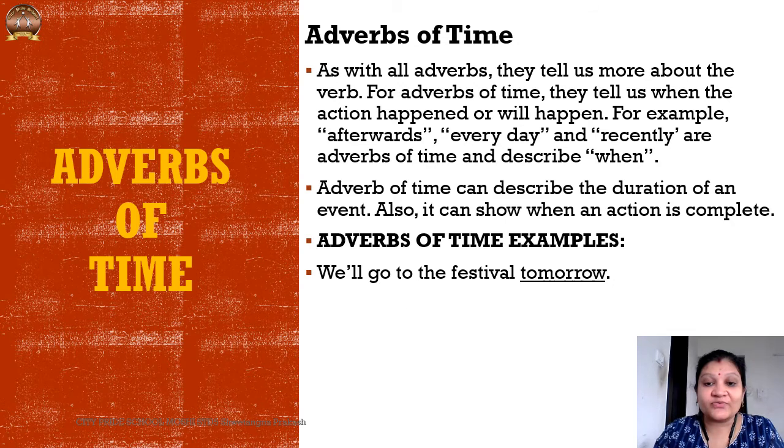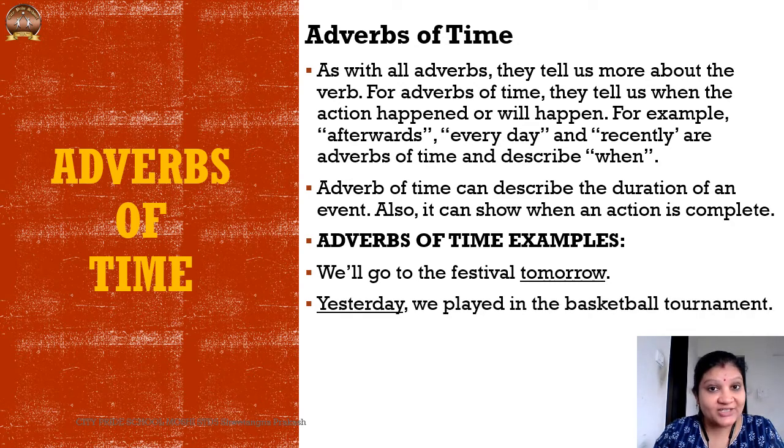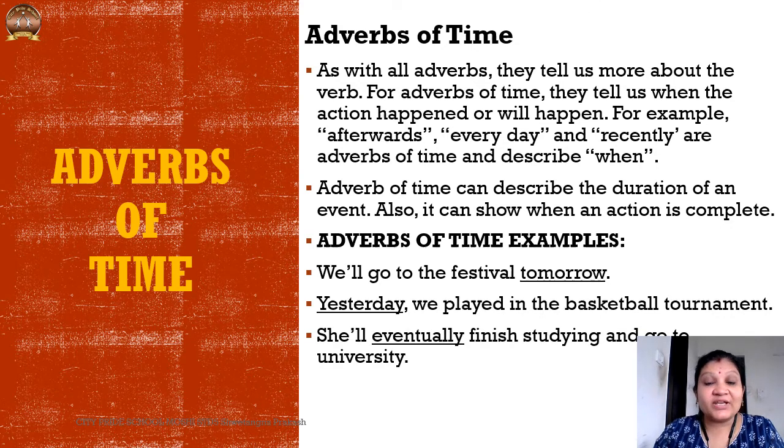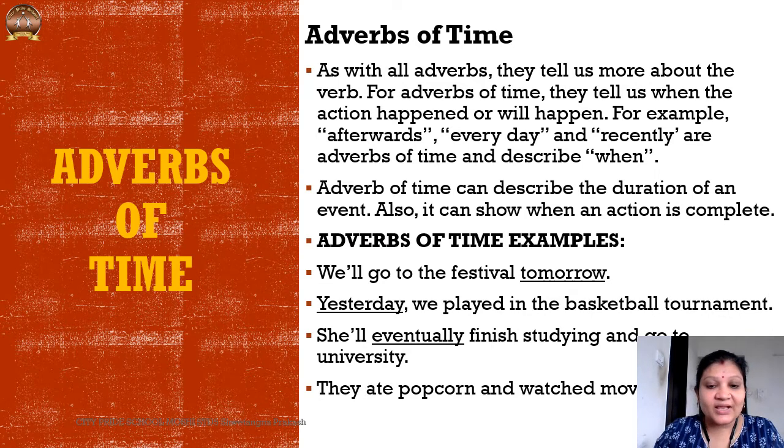We will go to the festival tomorrow. Now tomorrow is telling you when you are going to go to the festival. Yesterday we played the basketball tournament. Now it is showing that the action is complete. And when was it complete? Yesterday. She will eventually finish. She's going to finish. When? Eventually. They ate popcorn and watched a movie. So it tells us what time they did the action of eating and watching, right?